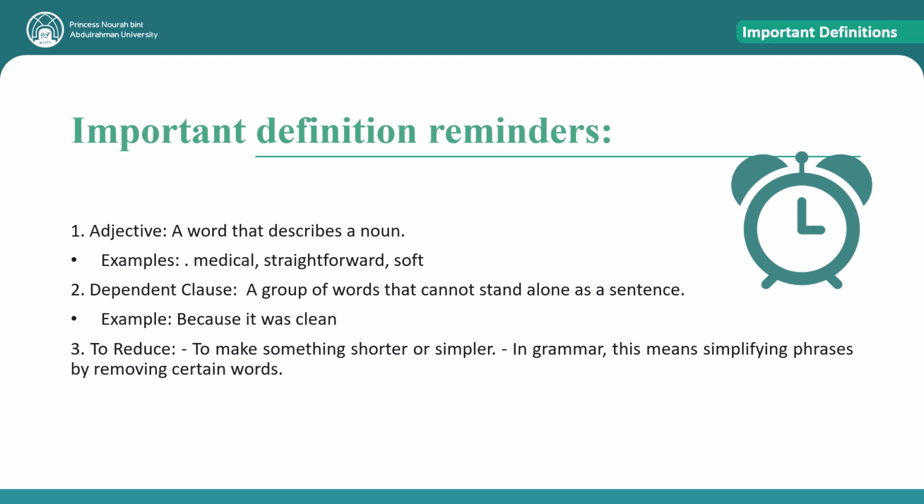We have the word adjective, which is a word that describes a noun. The examples here are from your course book: medical, straightforward, and soft. Then we have a dependent clause, which is a group of words that cannot stand alone as a sentence. For example, because it was clean. As we can see, this is not a complete sentence, but it can be part of a sentence. And 3, the word or phrase to reduce, which just means to make something simpler or shorter.